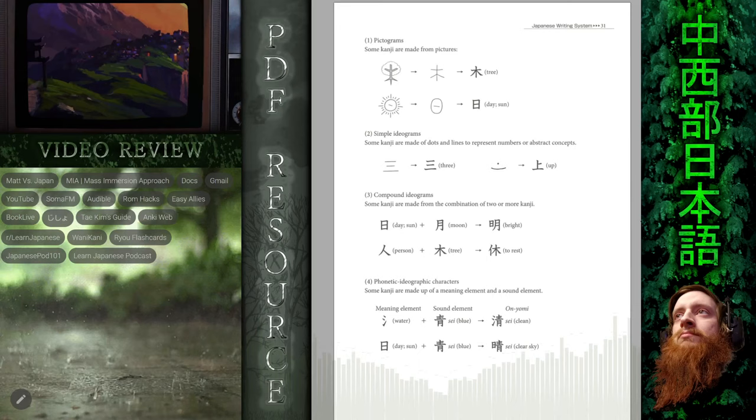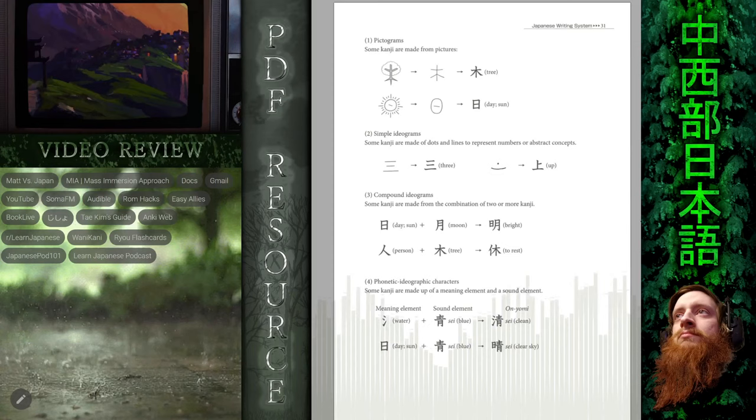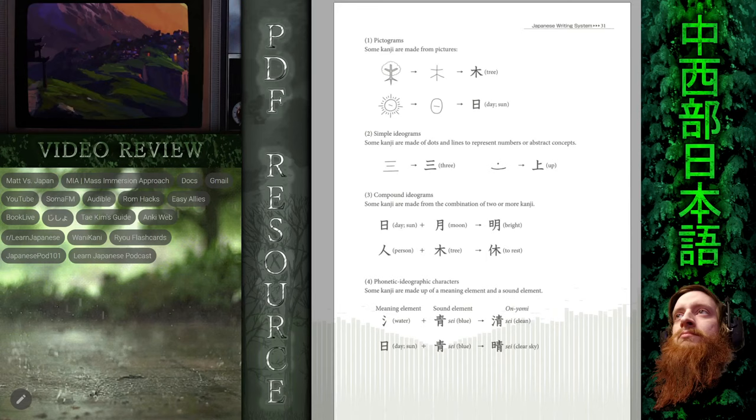Day plus moon equals bright. Person plus tree equals rest. It makes it way easier whenever you already understand what are called radicals, like the person radical and the tree radical. You combine them and it makes rest. The water radical and the blue radical together make clean. It can really help tell a story, and that's what I'm here to portray. Early on, telling your own stories about where radicals morph into kanji and form words is really the biggest thing that I'm trying to drive home. That's the key to learning: telling a story between the radical and the kanji that goes along with the vocab.